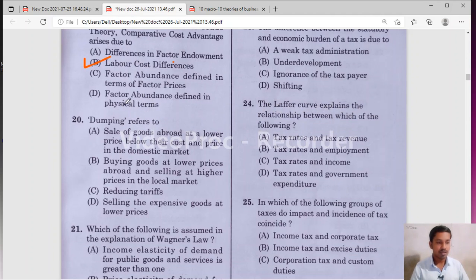Question number 20. Dumping refers to option A sale of goods abroad at lower price below their cost and price in the domestic market. Option B buying goods at lower prices abroad and selling at higher prices in the local market, option C reducing tariffs, option D selling the expensive good at lower prices. Yes, dumping means sale of goods abroad at lower price below their cost. Option A is the right answer.